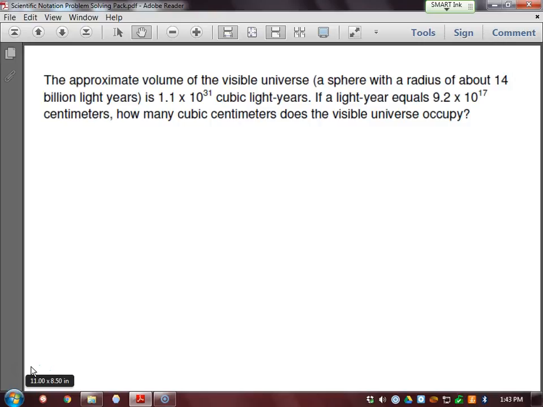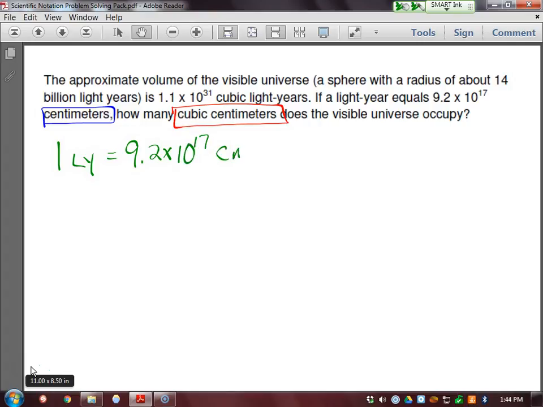visible universe occupy? So the first thing that we have to do is we have regular centimeters, and we need to figure out cubic centimeters because it's asking us for that. So it says how many cubic centimeters. But the problem is we just have centimeters. So we know that 1 light year is equivalent to 9.2 times 10 to the power of 17 centimeters.